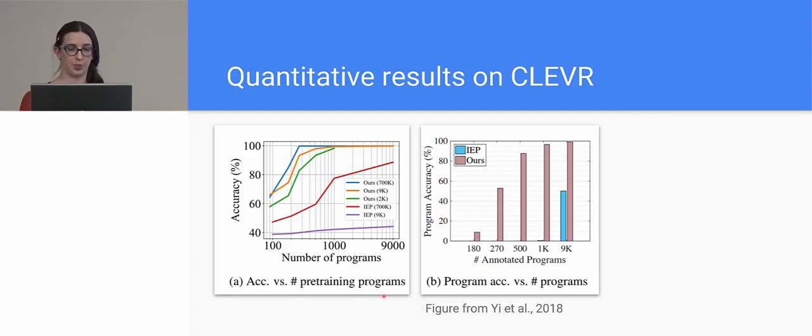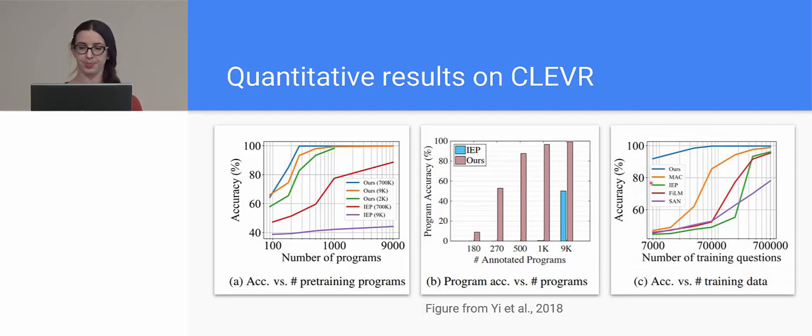The second chart is actually measuring not the accuracy of the answer, but the accuracy of the outputted program. So when the question parser is actually run, maybe we're getting the right answer, maybe we're not, but is the program we've output correct? And it's comparing the number of annotated training examples in NSVQA in red here, and then IEP in blue. And you can see, again, NSVQA just vastly outperforming the competition.